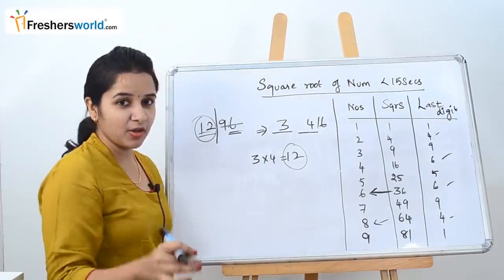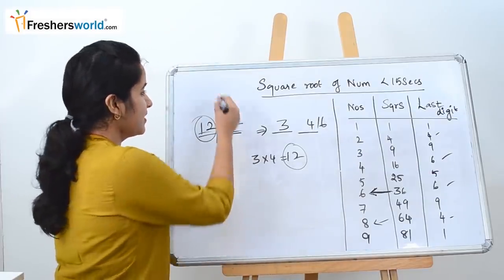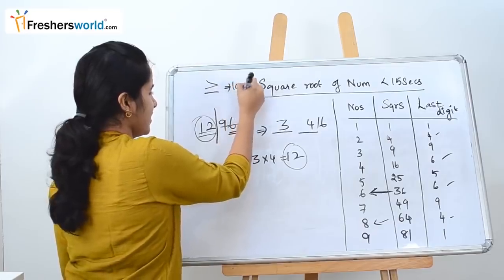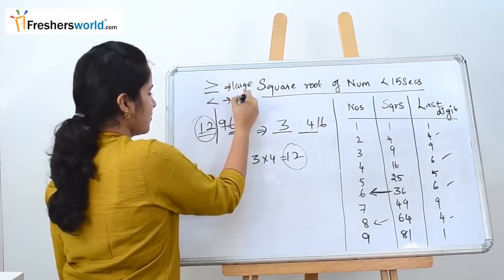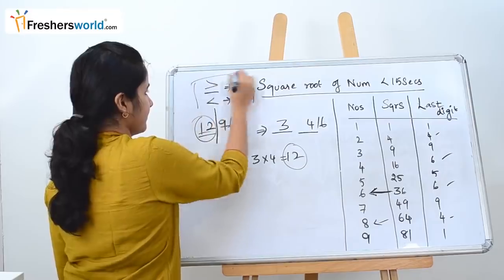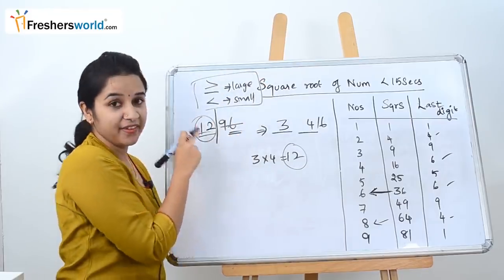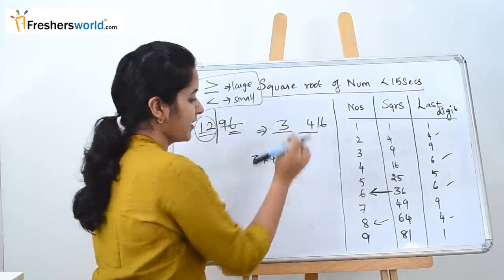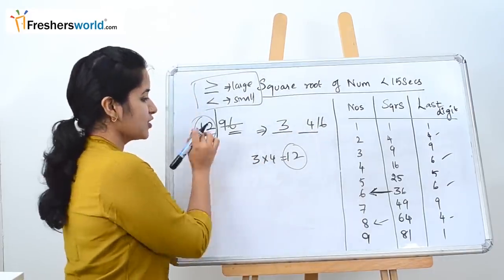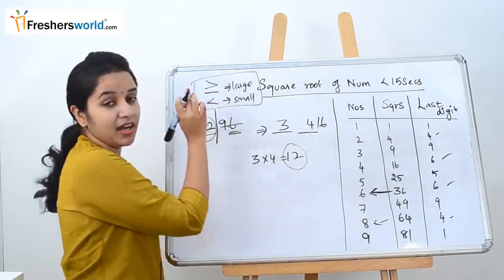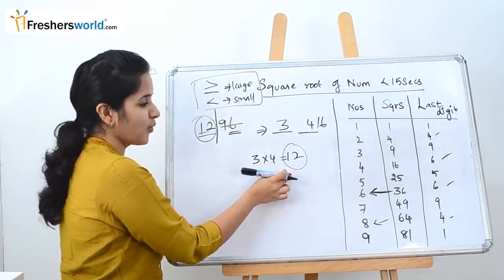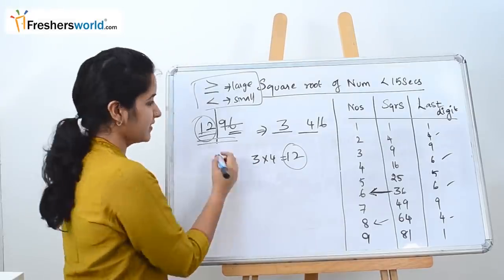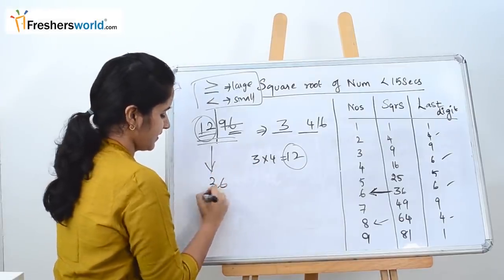So what is the concept that we have to understand? If the number is greater or equal, you're going to take the large number. If it is less than, you're going to take the small number. Let's say if it's 11 here, so 11 is less than 12. So what do you do here? You take 4 here. In this case 12, both are equal. So as per our concept, both are equal. So we take the large number. So the square root of 1296 is nothing but 36.